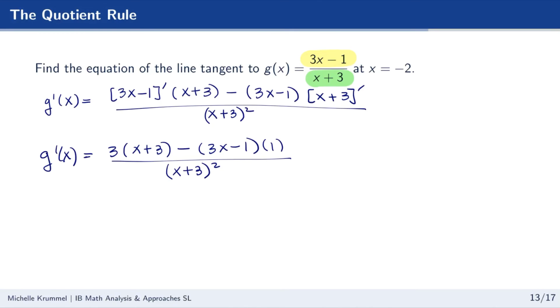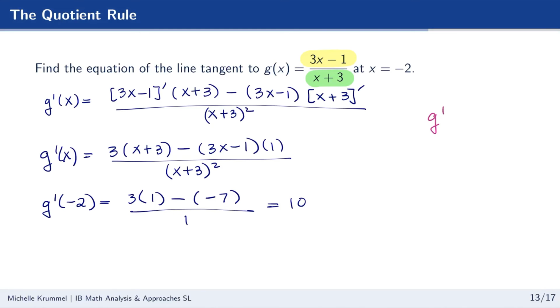Now we need g prime of negative 2. So it's 3 times negative 2 plus 3, minus 3 times negative 2, which is negative 6, minus 1 is negative 7, times 1, over negative 2 plus 3 is 1, squared is just 1. So 3 plus 7 is 10. That's g prime of negative 2. Okay, so we've got g prime of negative 2 equals 10.